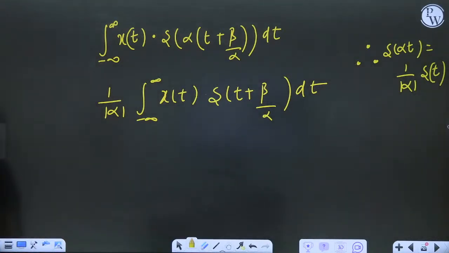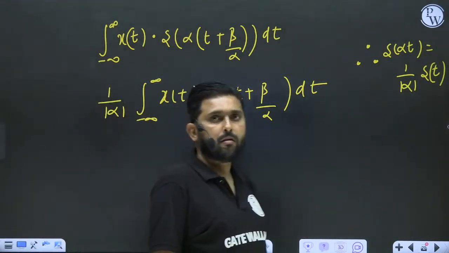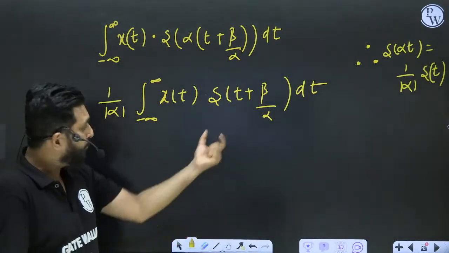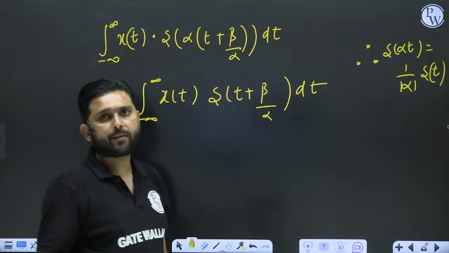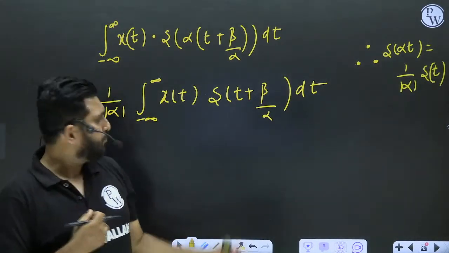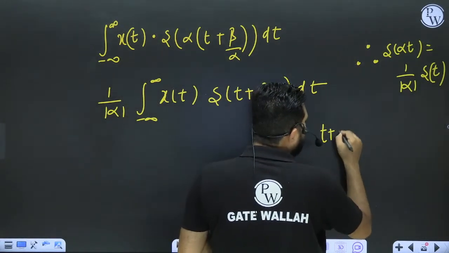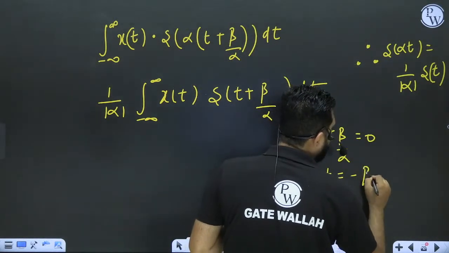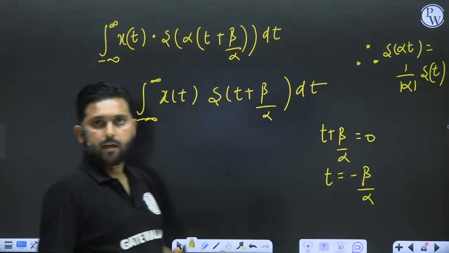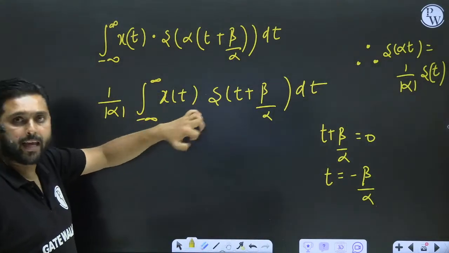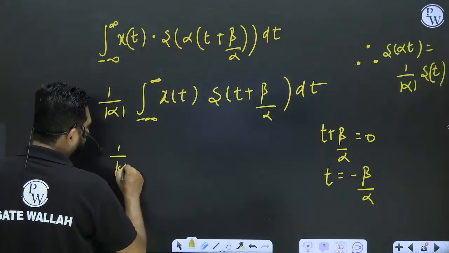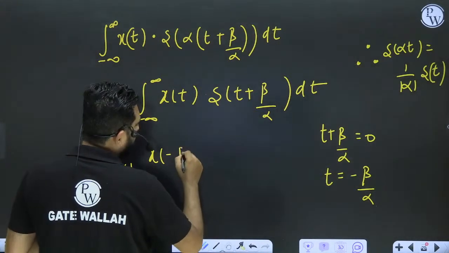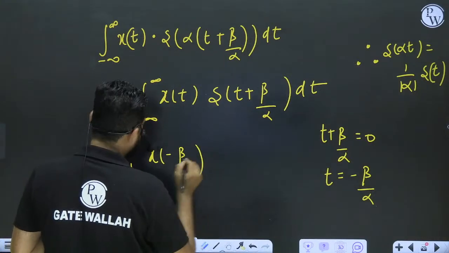Hello Hemant. Yes, come on. x of t delta t plus beta by alpha. How will you know where the impulse exists? Put t plus beta by alpha equal to 0. Automatically you will get t equal to minus beta by alpha. And since you are integrating, this means that you are taking area. So the factor is 1 by mod alpha. Put t as minus beta by alpha in x. This is the answer.